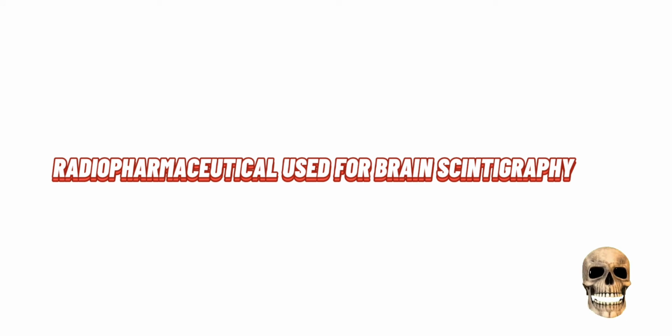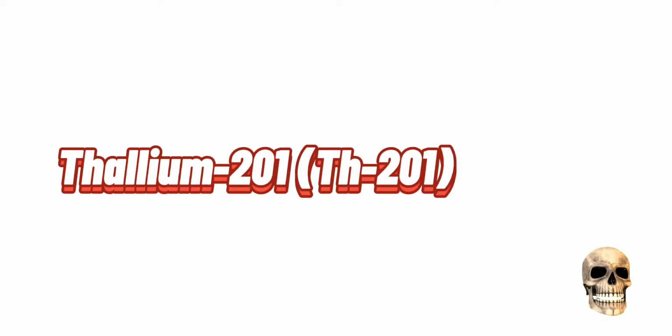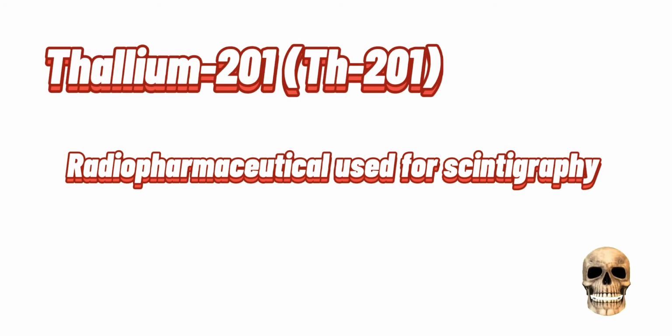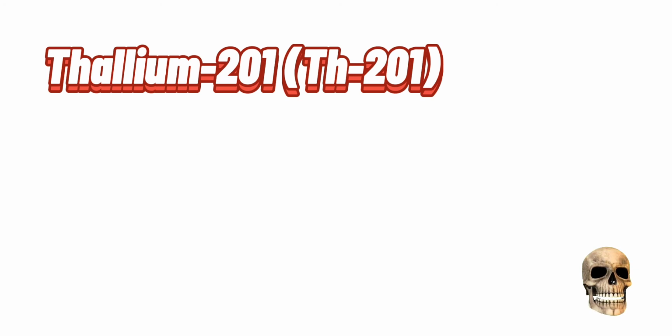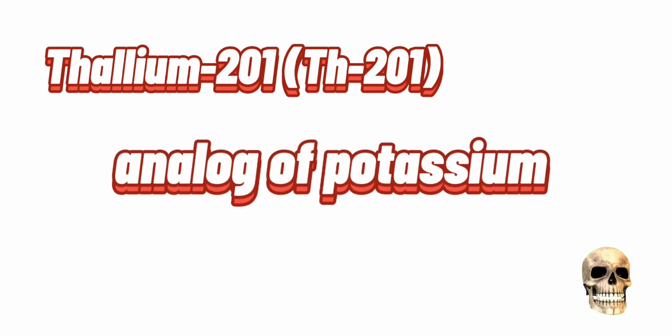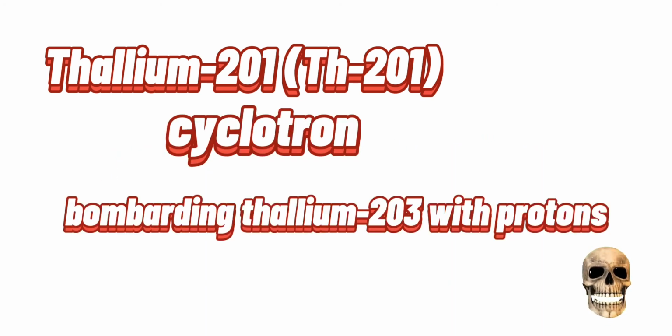Radiopharmaceutical used for brain scintigraphy. Thallium-201 or TH201 is a radiopharmaceutical used for scintigraphy, primarily of the myocardium. The element thallium is treated by the body as an analog of potassium. It is produced by a cyclotron by bombarding thallium-203 with protons.